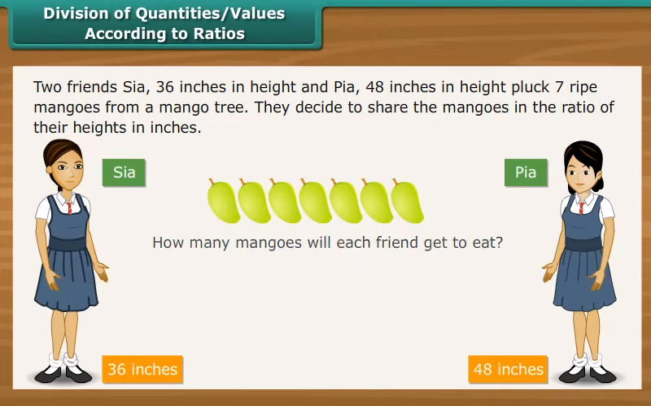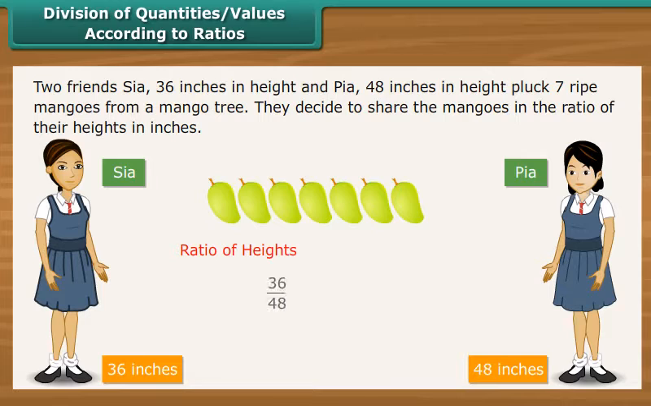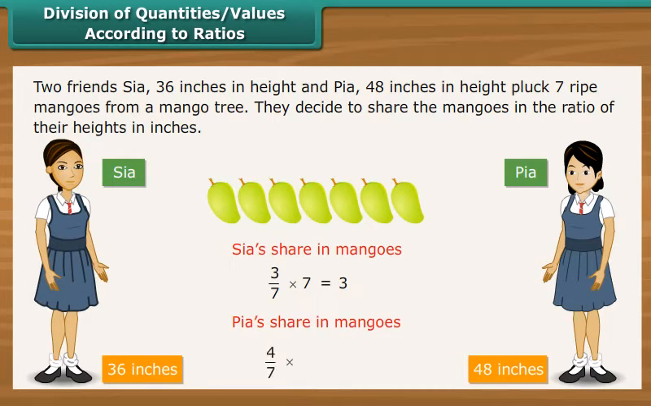Let us first find the ratio of their heights. The ratio of their heights is 3:4. Sia and Pia will share the mangoes in the ratio 3:4. It means that out of every 7 mangoes plucked, 3 will be eaten by Sia and 4 by Pia.